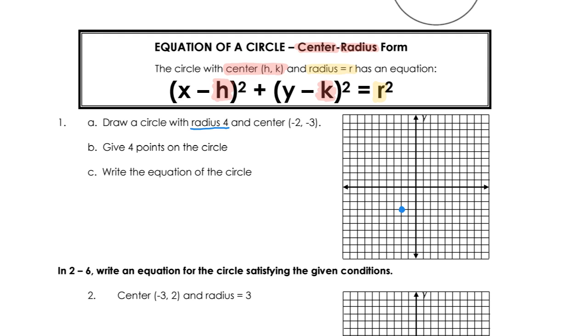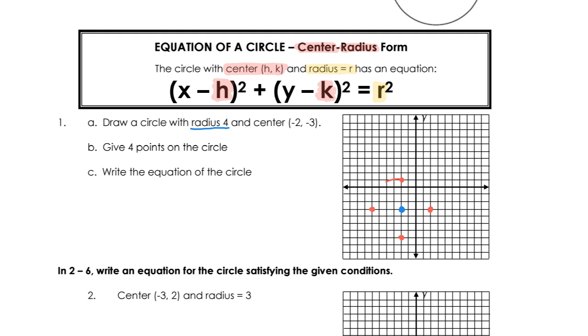So what we're going to do is go the 4 normal directions, left, right, up, and down, and we're going to plot a point, and then we'll connect those 4 points and make the best circle we possibly can. So here we go. We're going to go 4 units up. That's a point on my circle. 4 units down. That's a point on my circle. 4 units to the right and 4 units to the left. And now we have 4 points on my circle.